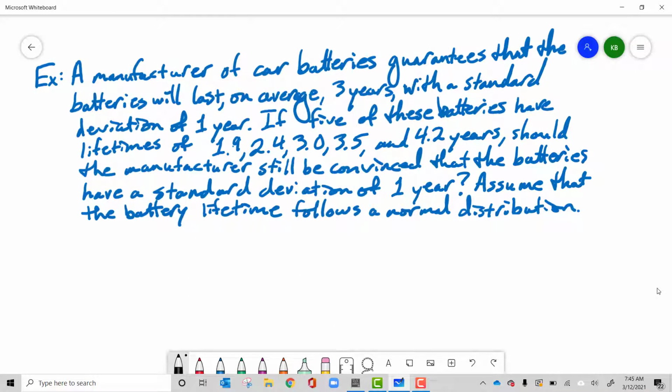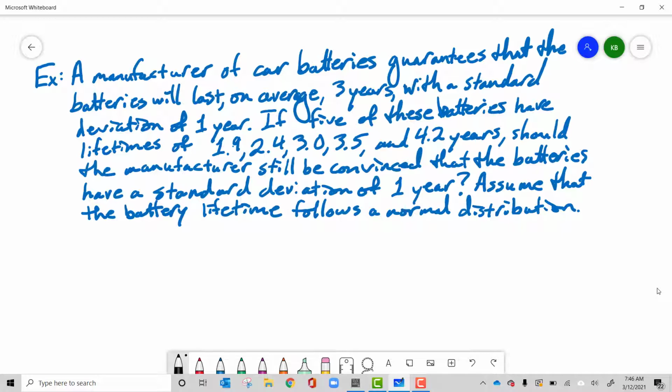So let's take a look at an example. We have a manufacturer of car batteries that's guaranteeing that the batteries will last on average 3 years with a standard deviation of 1 year. If we have 5 of these batteries, they have lifetimes of 1.9, 2.4, 3.0, 3.5, and 4.2 years. We want to know if the manufacturer should be convinced that the batteries have a standard deviation of 1 year.